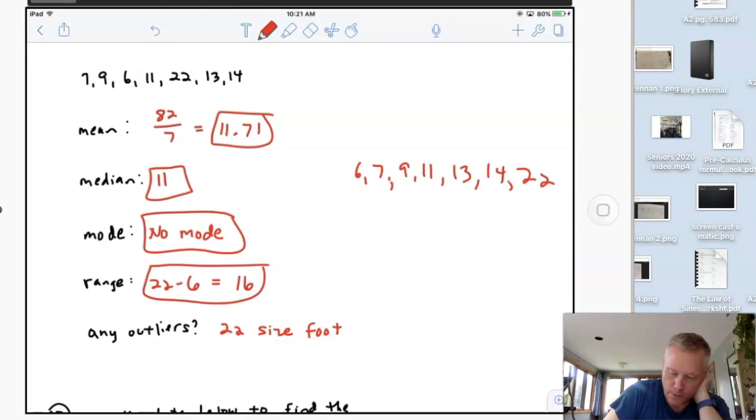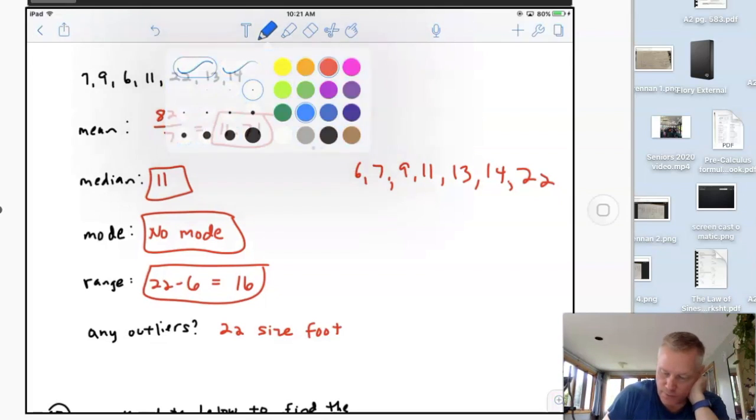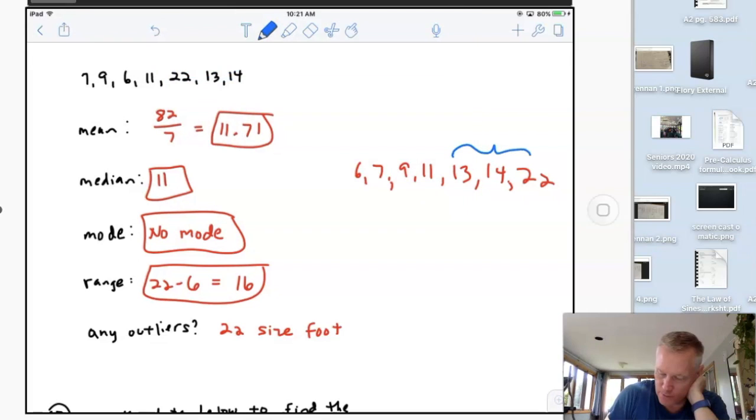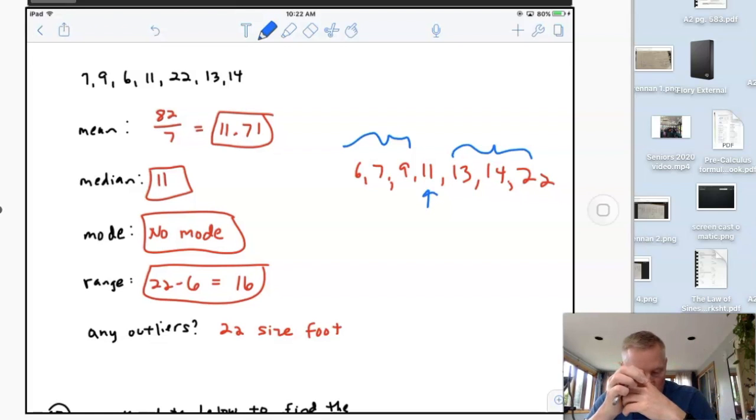I think they're mostly pretty straightforward. Finding the median, I've got 7 numbers altogether, which means I got 3 above the 11 and 3 below it, means the 11 is the median. Range is 22 minus 16. No mode. No mode because no numbers repeat, right? If I had 2 11s, that would be the mode then, or 2 6s, that would be the mode. Outliers. There is an outlier here.